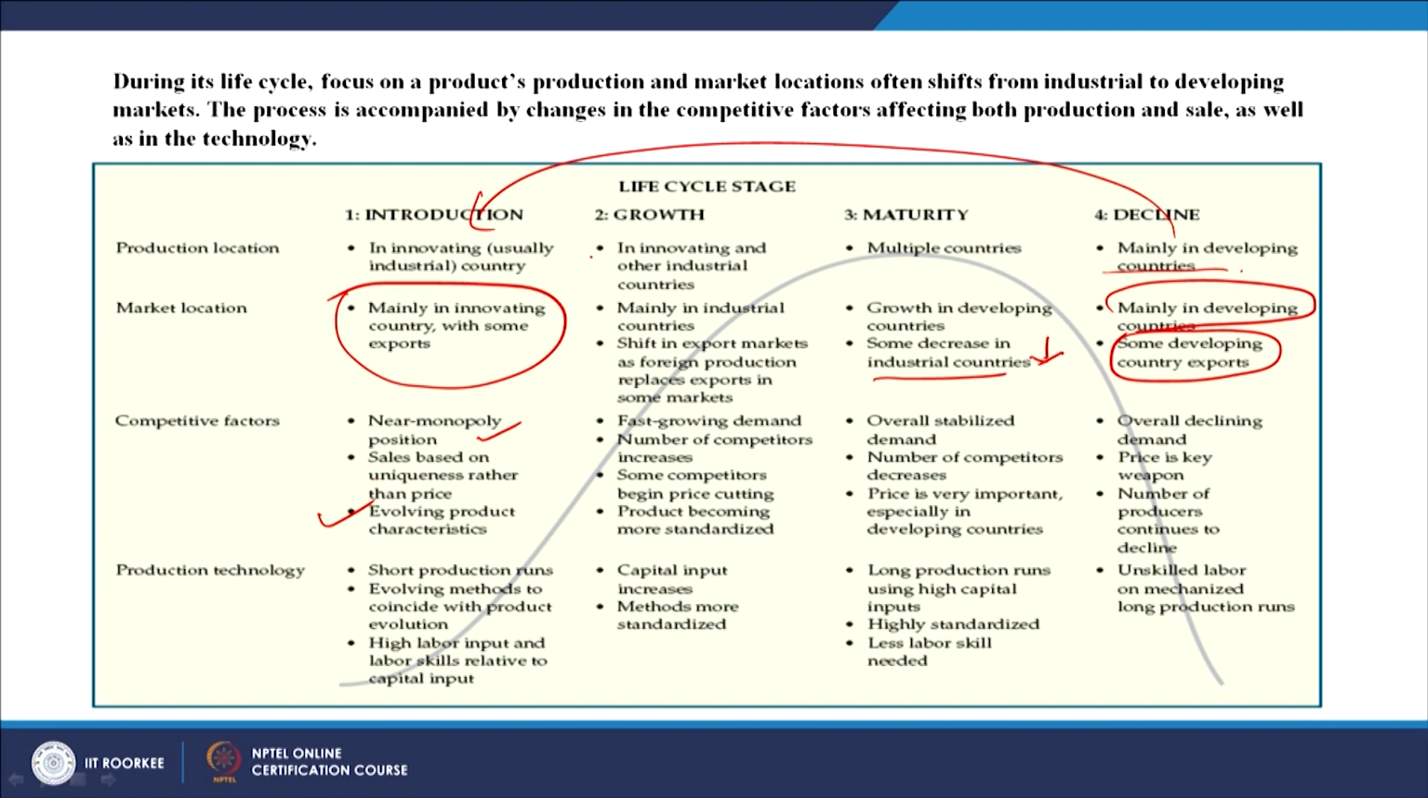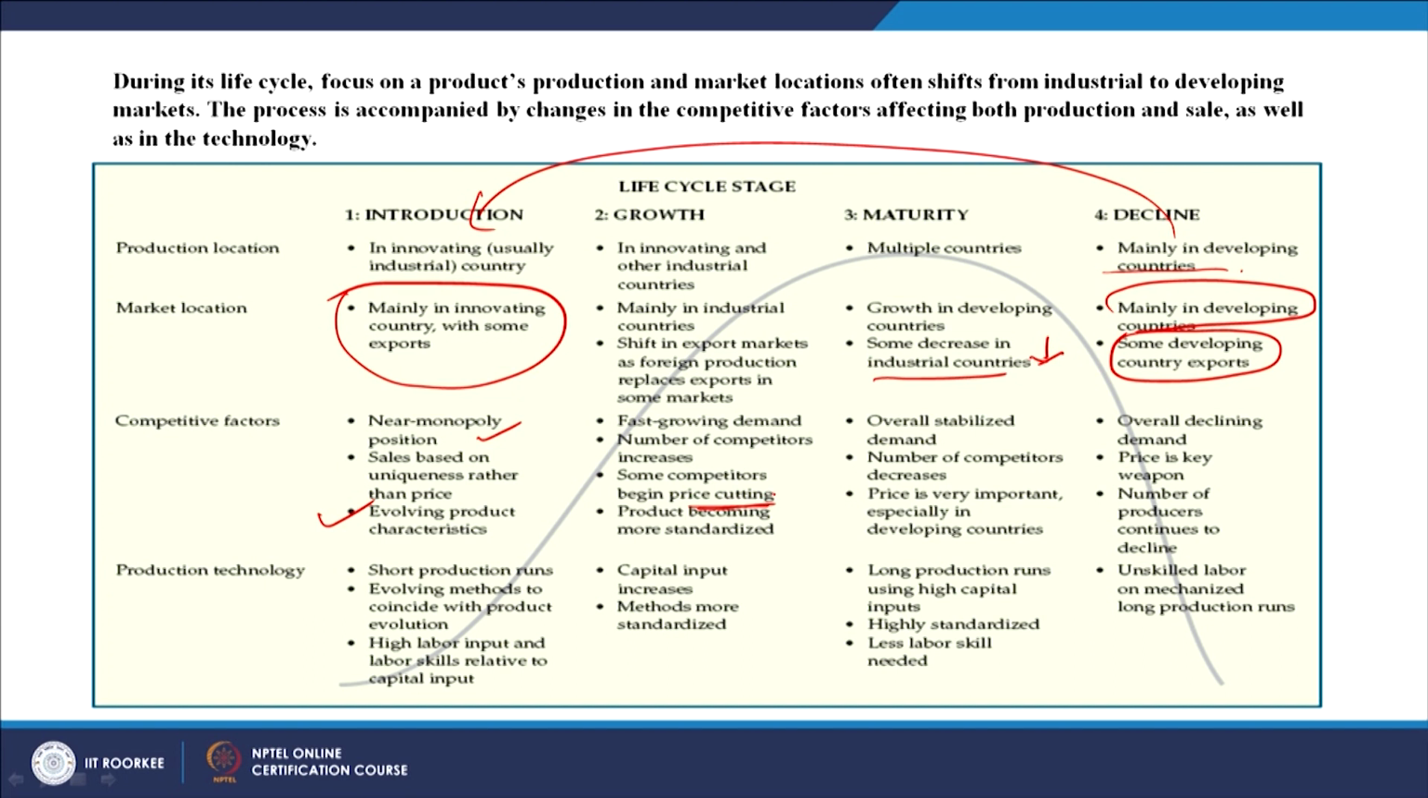When the product comes to the growth stage now, how does the competition change? Fast growing demand. So, demand has started growing, the number of competitors is increasing, some competitors start price cutting. So, there is price cutting.